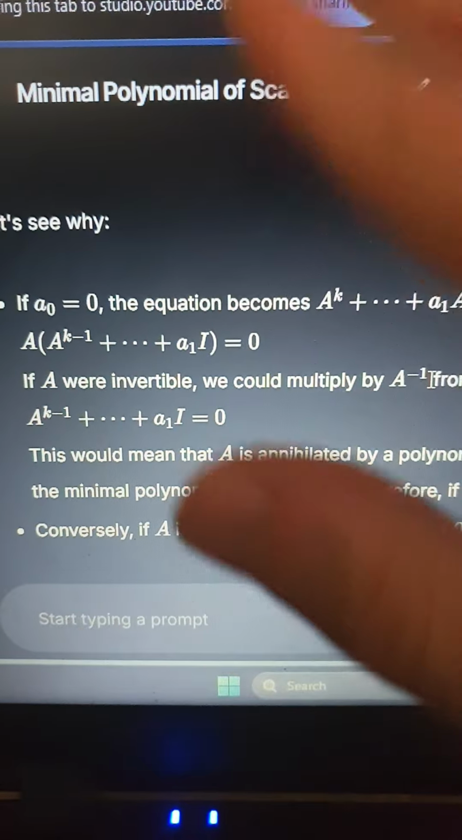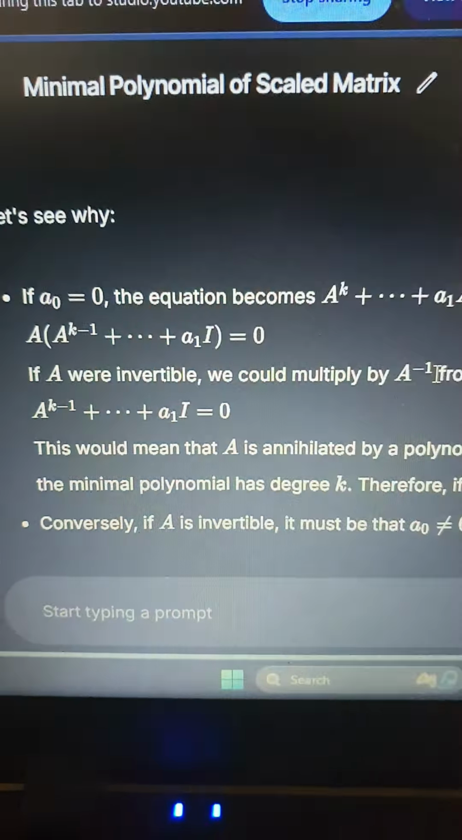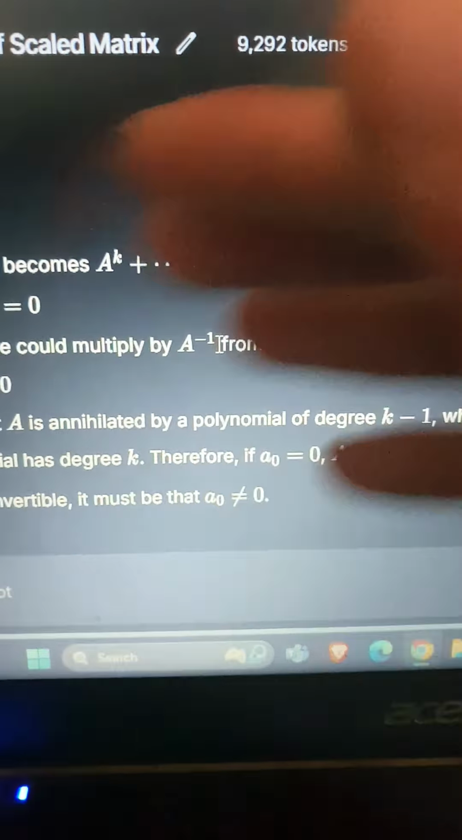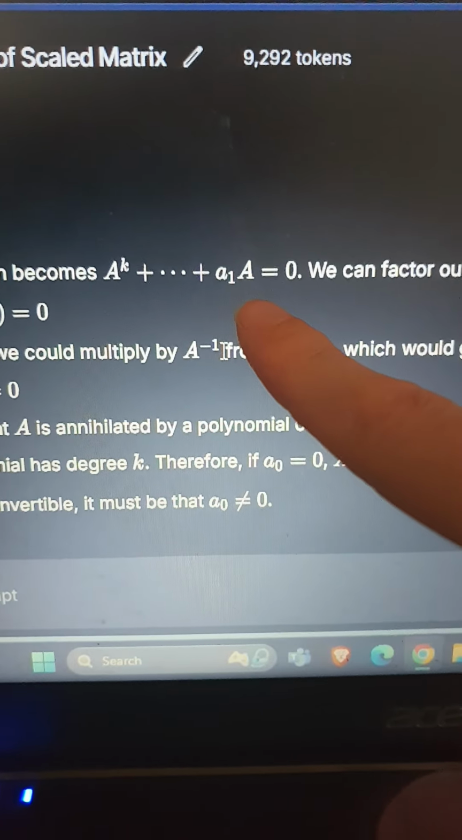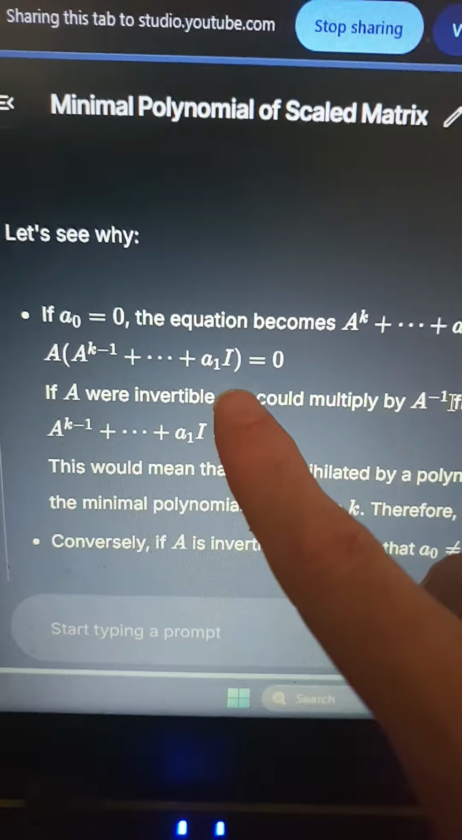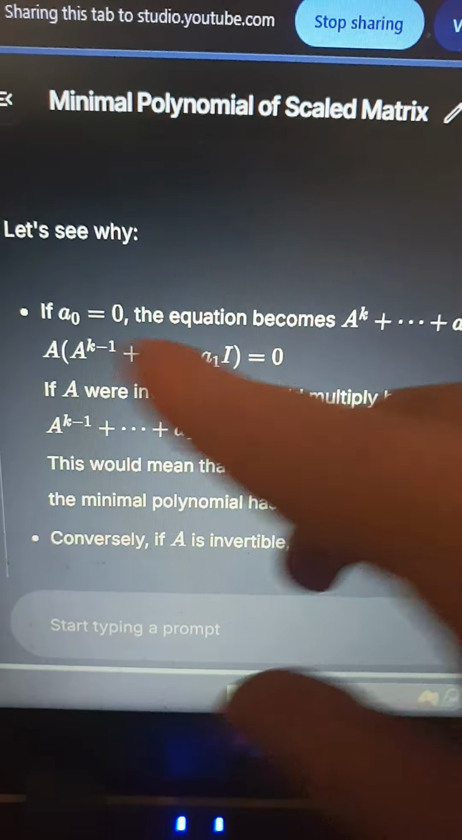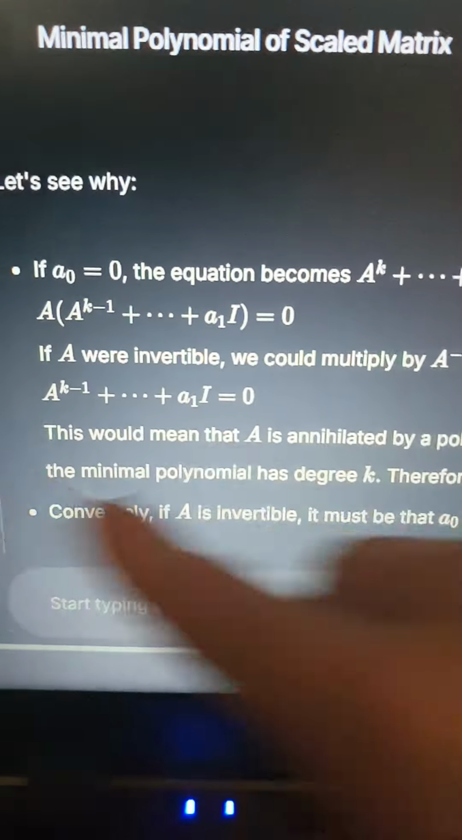Now, if we assume we are wrong and a0 is 0 and the matrix is invertible, we will get to a contradiction. If a0 is 0, again, you can look at the minimal polynomial in this case when you substitute A, and remember that the matrix always annihilates its minimal polynomial. Now take out A, you get this one. Now if A is invertible, you can just take the inverse, left side inverse from both sides and get to this one.